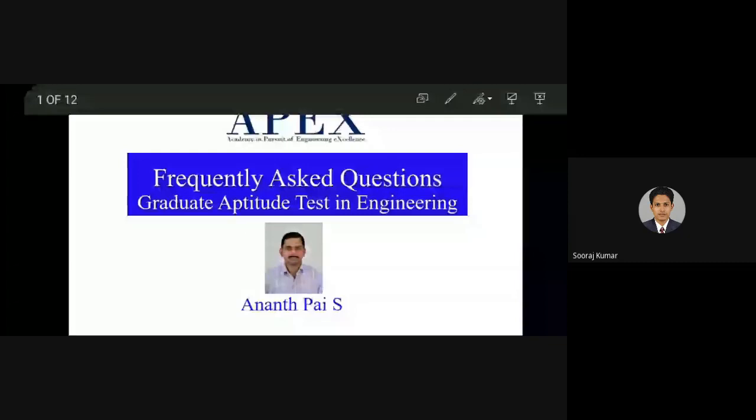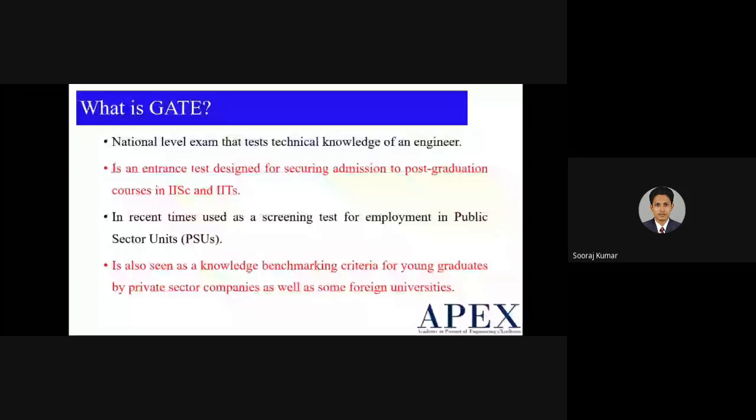Okay. So let us see what is GATE. First of all, we should know what is GATE. If we know what is GATE, only then the next things can be done. GATE actually is a national level exam that tests the technical knowledge of an engineer. Very important. There is no other exam that does that. All the other exams, either aptitude is there, English is there. SCAT, for example, is 10th standard English, and GRE also tests English. But technical knowledge in the engineering field, what you are doing, that knowledge is what GATE is testing.